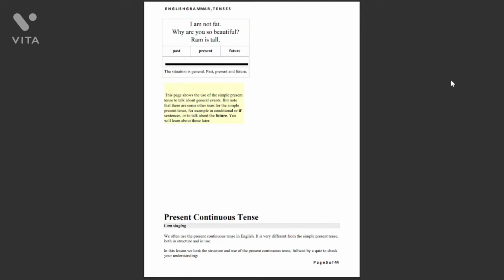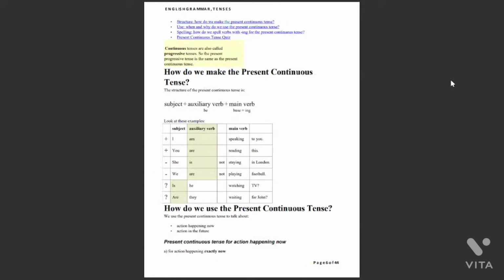So we often use the present continuous tense in English. Okay, we often use it, and it is very different from the simple present tense, both in structure and the use. Okay, in the usage also. In this lesson, we look at the structure and the use of the present continuous tense, followed by a quiz. Okay, we will also have a little quiz down.